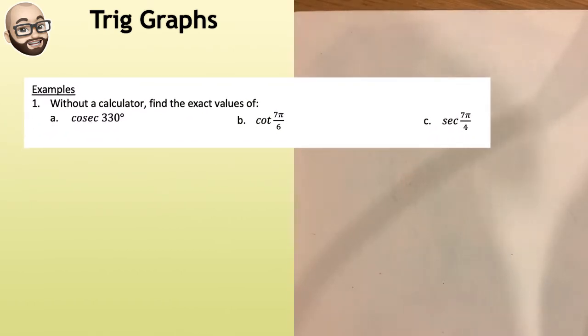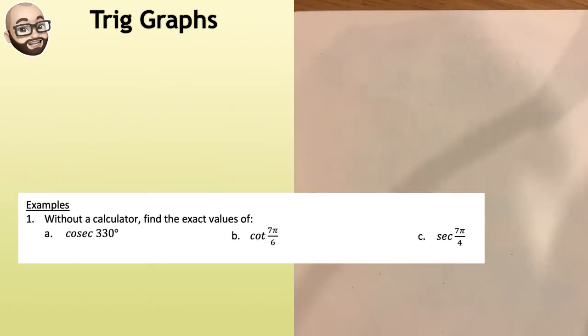It says, without a calculator, find the exact values of cosec 330 in degrees, cot of 7 pi over 6, so that one's in radians, and the last one is sec of 7 pi over 4, which again is in radians.